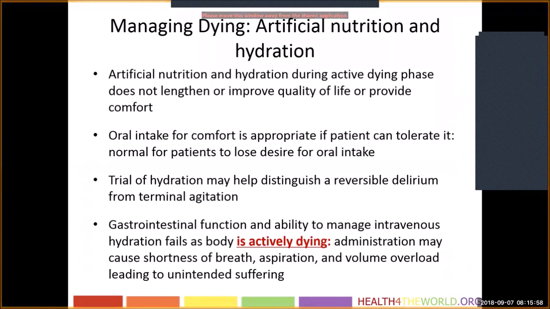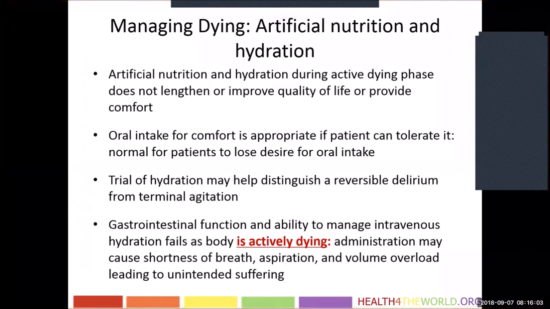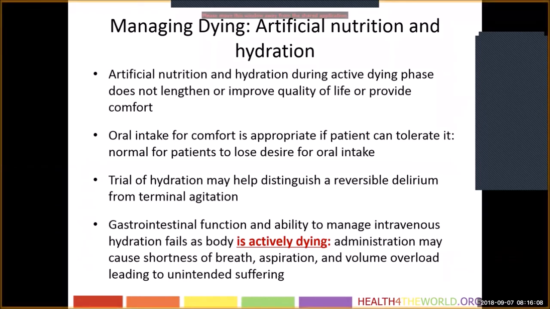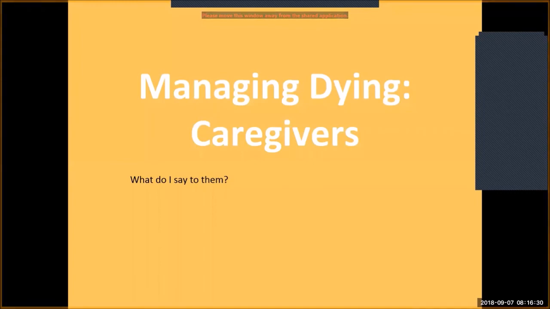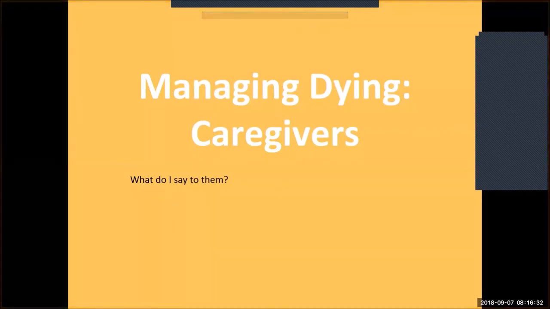Gastrointestinal function and the ability to manage IV hydration fail as the body is actively dying. They just do, so everybody needs to know that up front. Administration can cause shortness of breath, aspiration, and volume overload and lead to unintended suffering during the actively dying phase. So not the pre-active phase, but during the active dying phase, in the last 24 to 48 hours, it's very appropriate to stop these interventions to make sure they don't have a bad side effect, because that's a terrible thing. That is a very terrible death, aspiration at that stage.